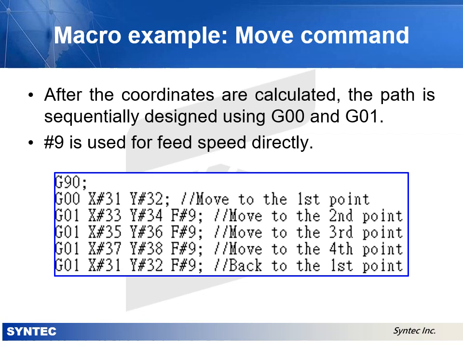After the coordinates are calculated, the path is sequentially designed using G00 and G01. Variable number 9 is used for feed speed directly. After completing these 2 parts, the main core of the entire expanded G code is completed.